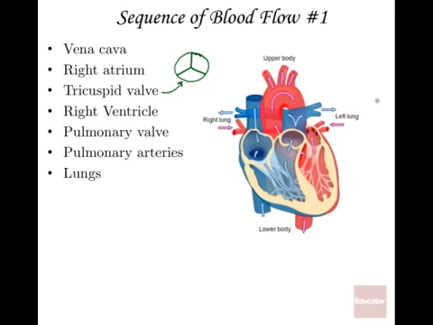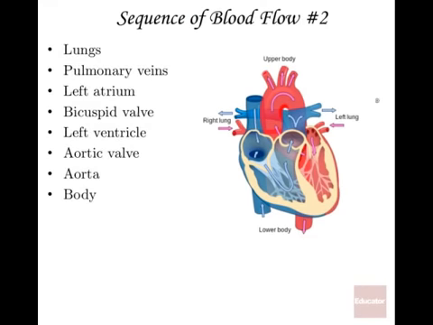Let's go to the next slide to see the rest of the sequence on the left side of the heart. The sequence of blood flow from the lungs back to the heart is going to take oxygenated blood, see this pink arrow, through the left pulmonary vein and through the right pulmonary vein into this chamber over here. This is the left atrium.